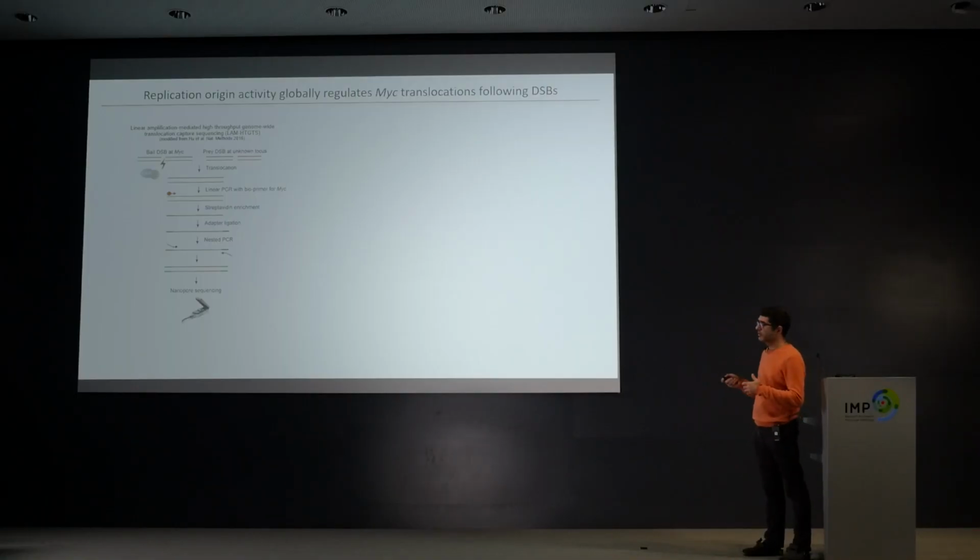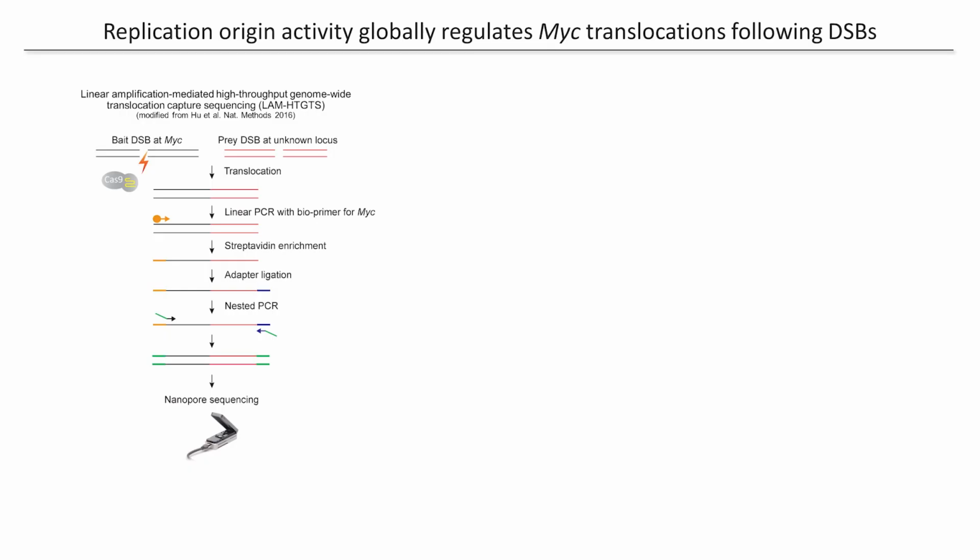You then allow the cells to grow for a couple of days, so they will accumulate translocations. And then through a series of steps, you can enrich for the locus of choice, in this case MYC. And you can sequence the resulting captured DNA. In this case, we did it with nanopore sequencing. And this allows you to span the region with long reads and capture all the translocation breakpoints. And so the data looks like this.